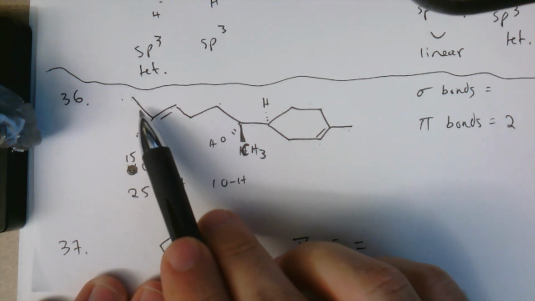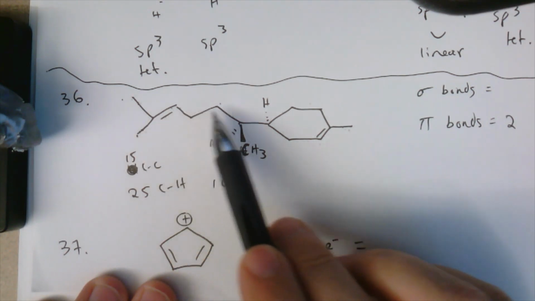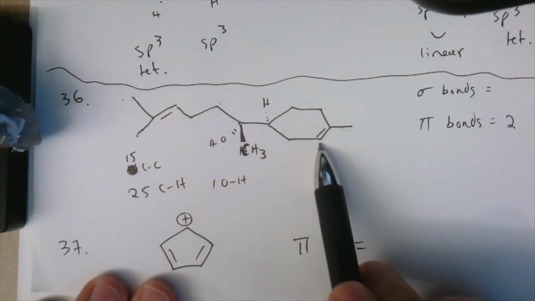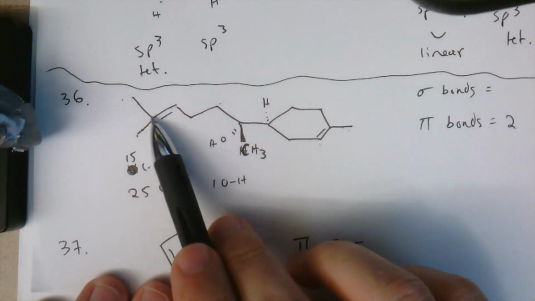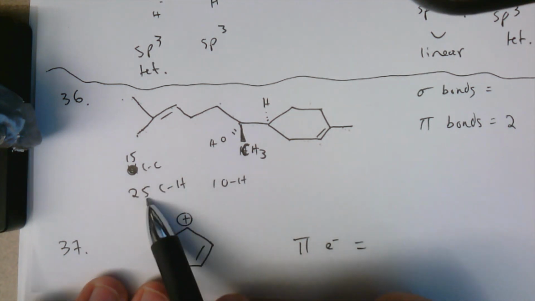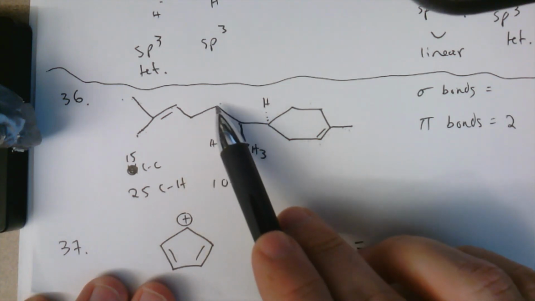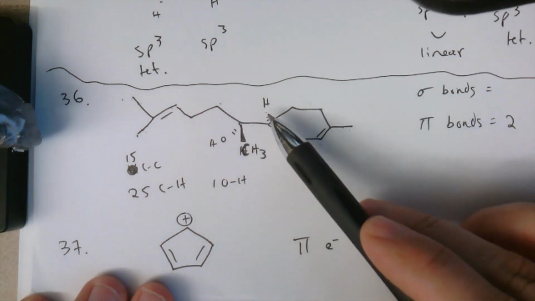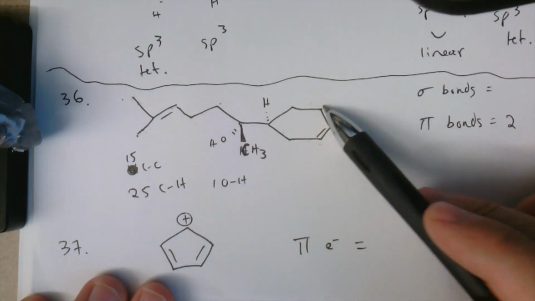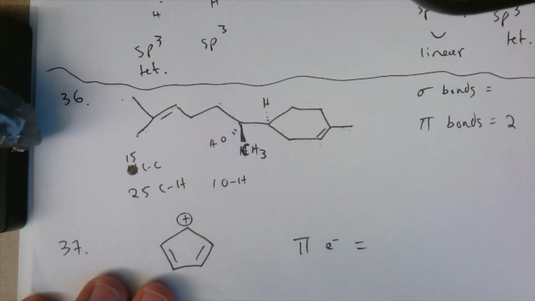So C to C bonds, I have 1. If I look at just the single bonds, 1, 2, 3, 4, 5, 6, 7, 8, 9, 10, 11, 12, 13, plus these single bonds that are the sigma bonds that are part of the pi bonds. So 15 C to Cs. H's I have 25, and I have 1 O to H bond.